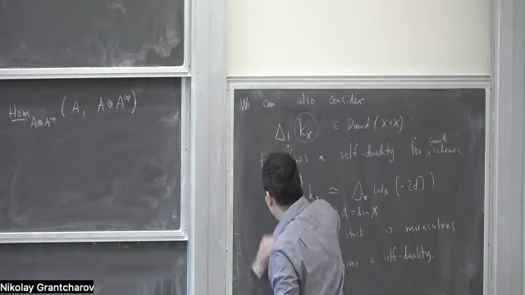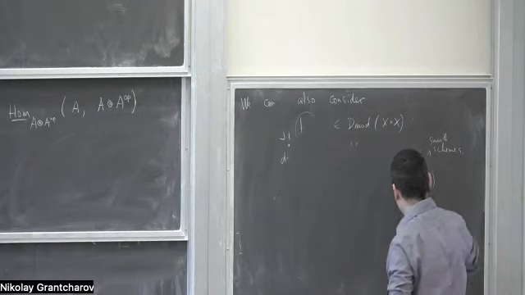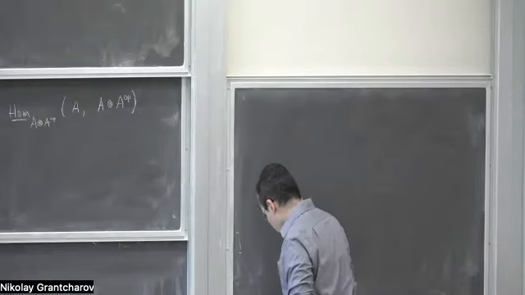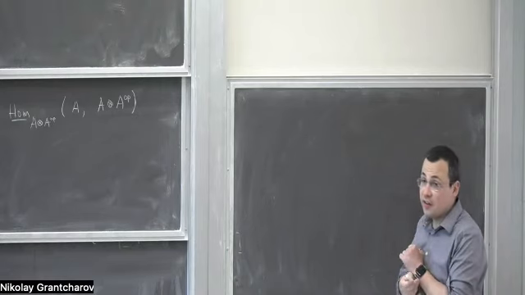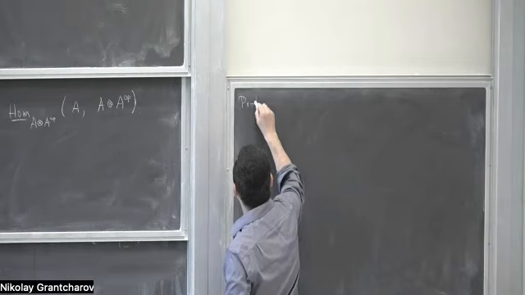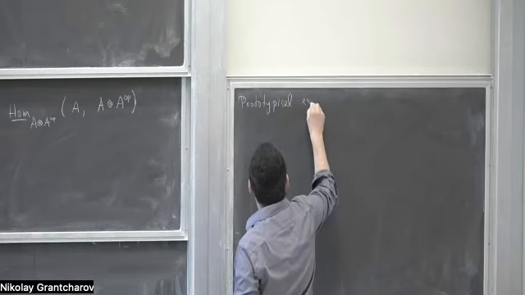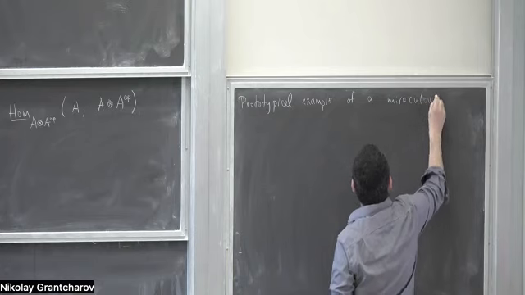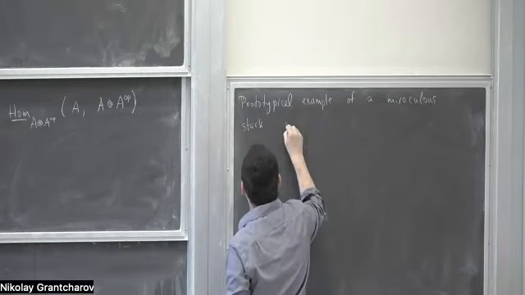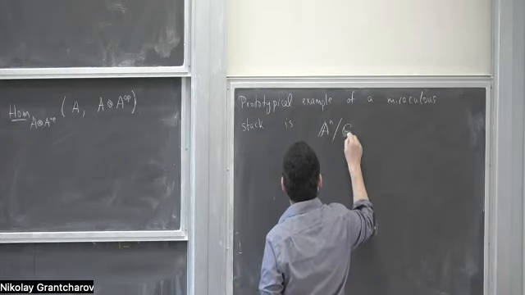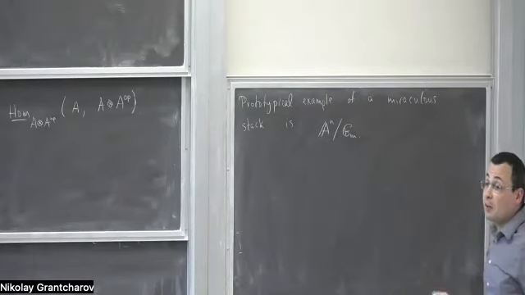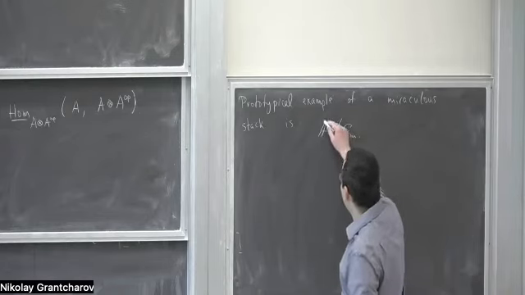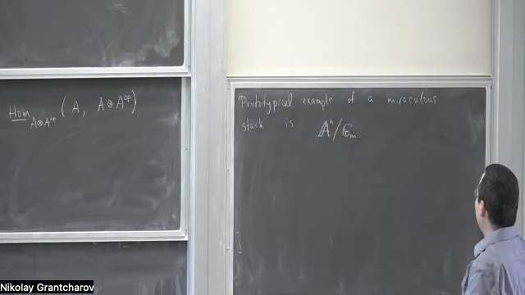I should have said some QCA stacks, miraculous or not. Maybe I'll say, just to advertise, a prototypical example of a miraculous stack: A n mod G_m, where G_m acts the same on every factor, it just acts by scaling. This is a nice thing to work out.